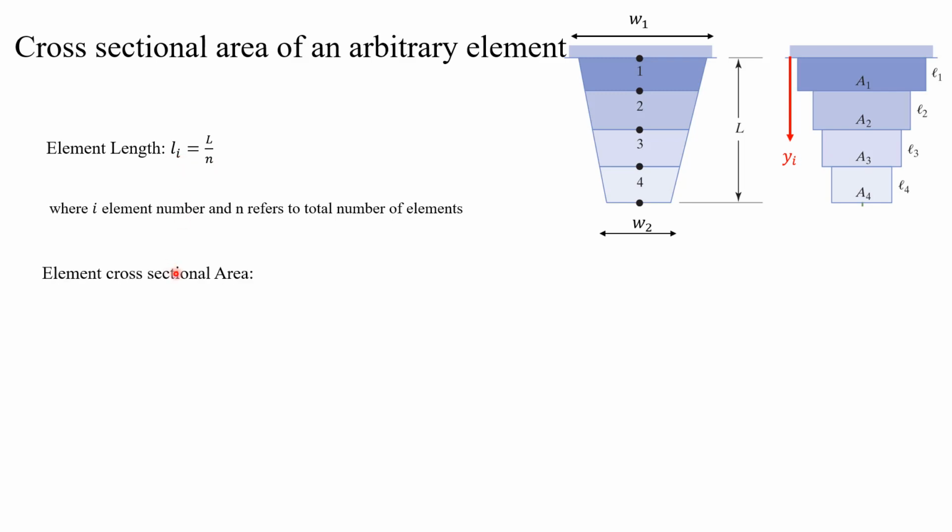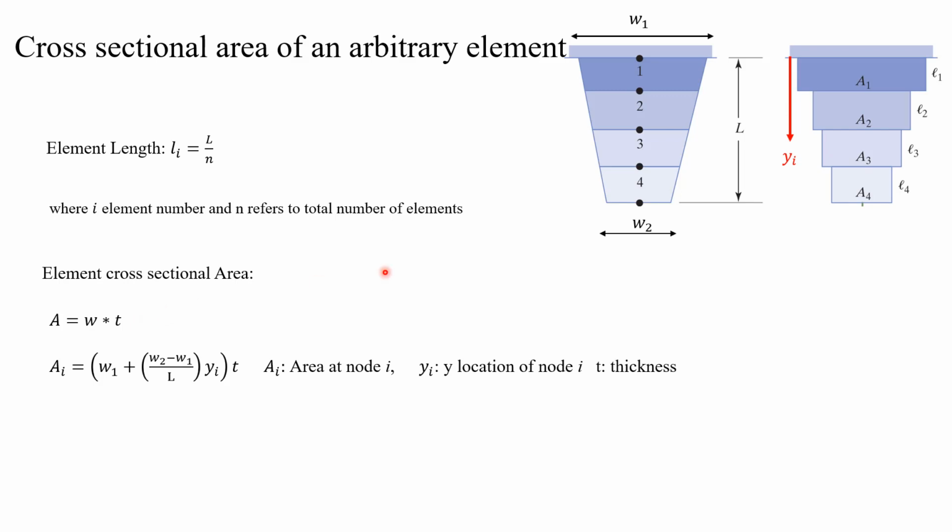For the element cross-section, it would be the width of the element multiplied by t, which is thickness. Thickness is the dimension into the surface, the dimension that we can't see. This w is changing across our bar. But we know that if the initial width is w1 and the final width is w2, it's a linear function. So we can easily find a function and find w based on the location of our element.